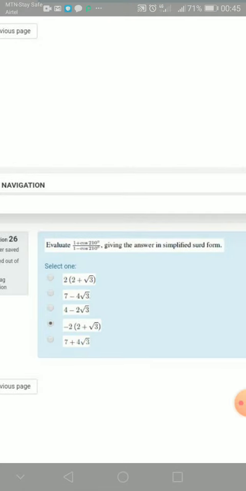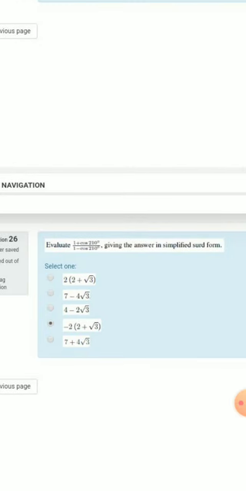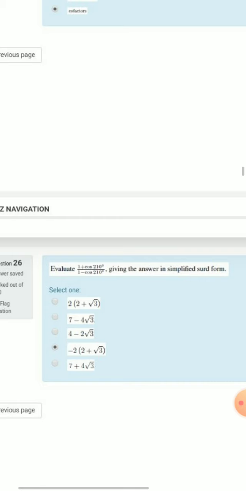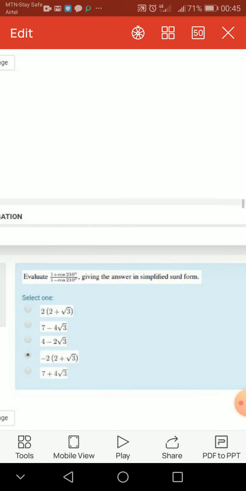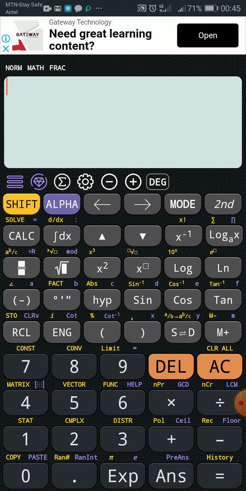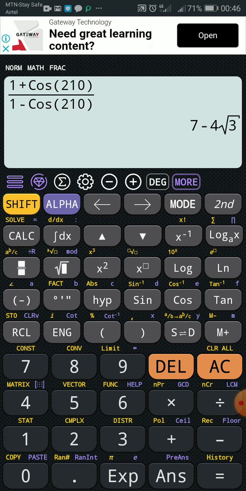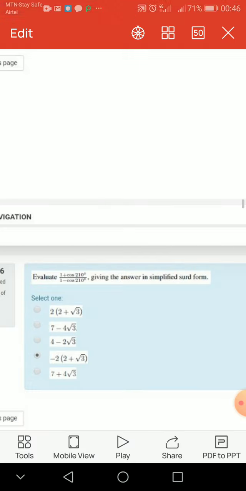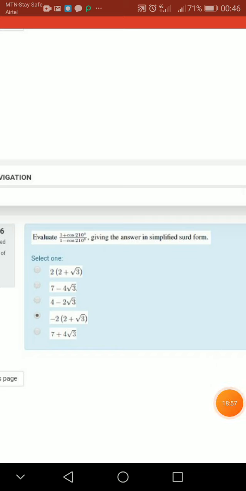1 over cos 210 divided by 1 over 1 minus cos 210. Okay, let's see that. I have my fraction 1 plus cos 210 all over 1 minus cos 210. Okay, you see, mine is giving me directly 7 minus 4 root 3, and the answer is B to that question.